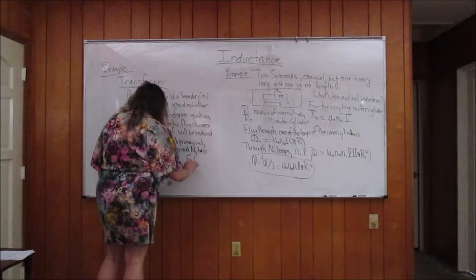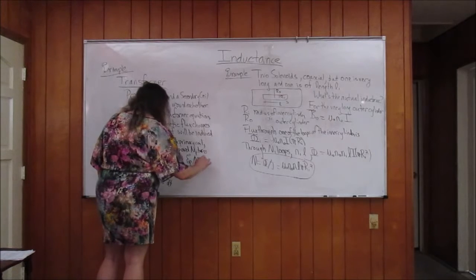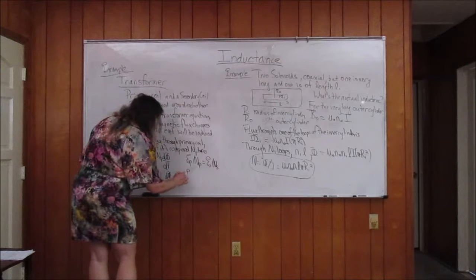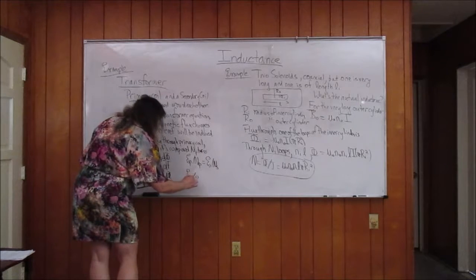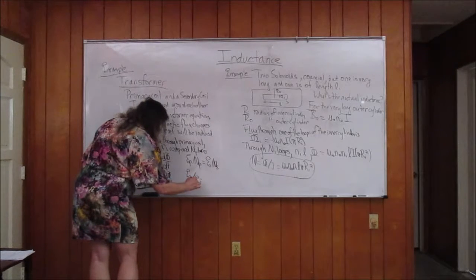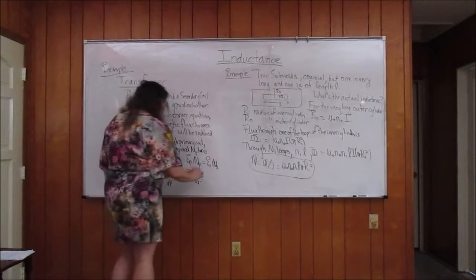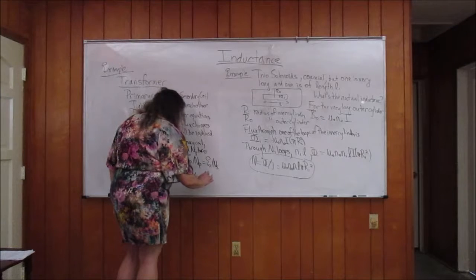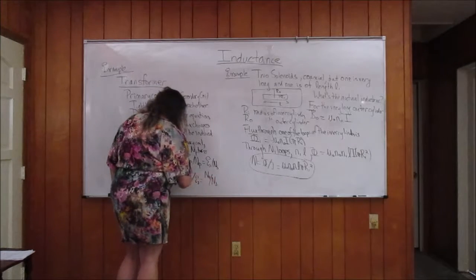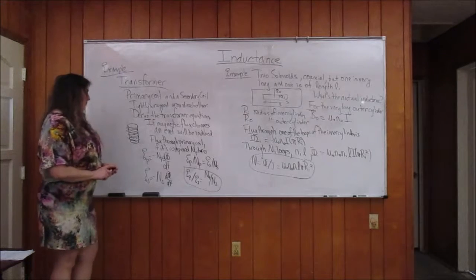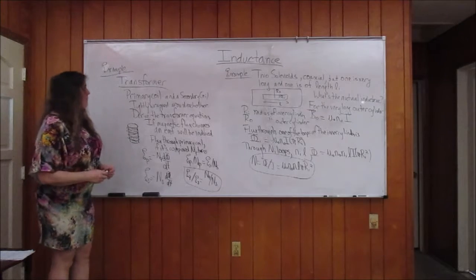that tells me that E of P over N P is equal to E S over N S. And sometimes it's written like this: EMF of the primary over the EMF of the secondary is equal to number of turns primary over number of turns secondary. So there's your transformer equation. Okay?